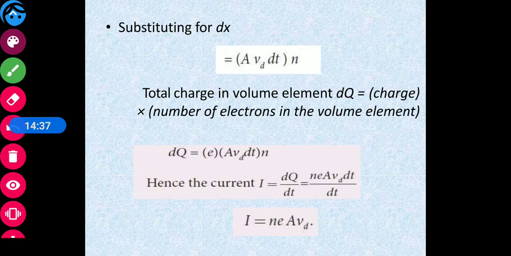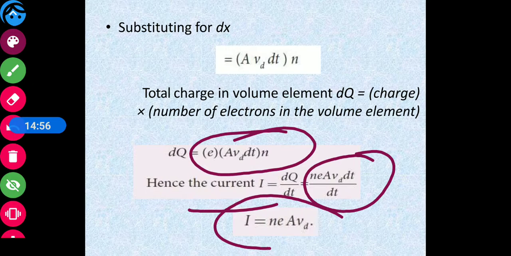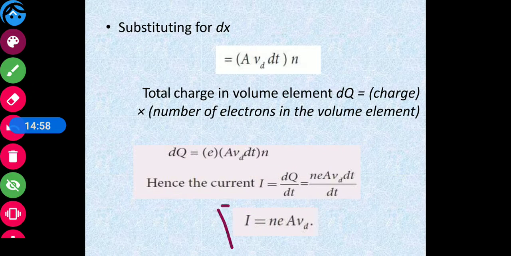Now, as we know that the charge on one electron is e, the total charge can be given as q equal to A Vd dt into n into e. So the total charge in the volume will be given by this. The current through this volume will be dq by dt, and by putting in this value we get the relation I is equal to n e A Vd. This is a very important relationship between the current and the drift velocity.